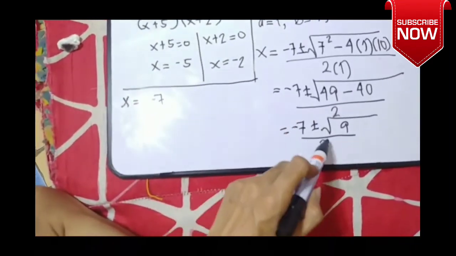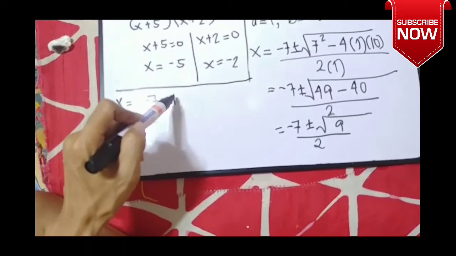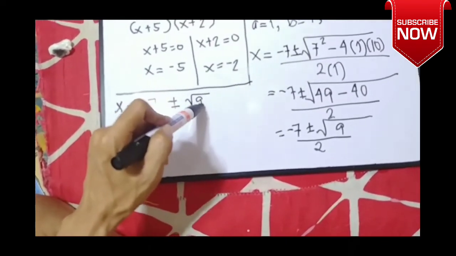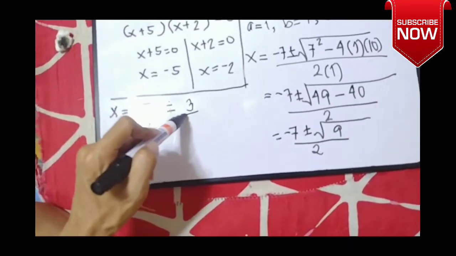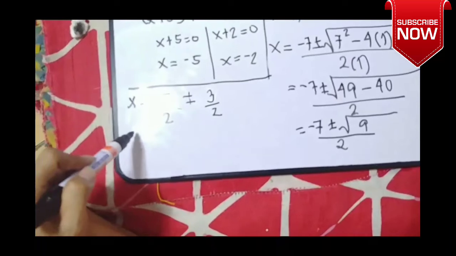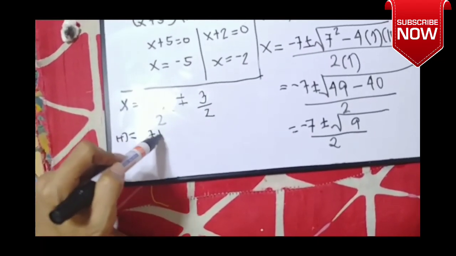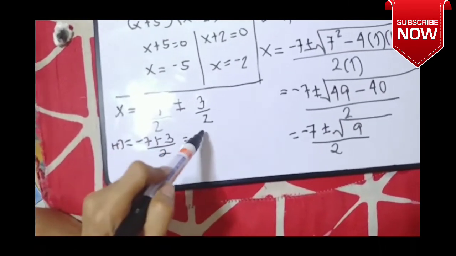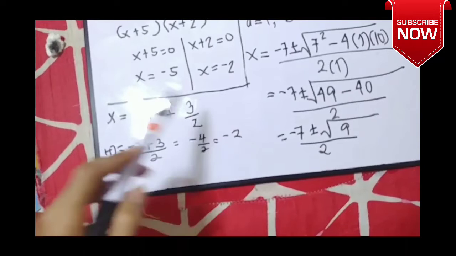So, gagano lang natin. So, that would be x is negative 7. Let's divide this into two terms. Then positive negative, square root of 9. Pwede natin idiretso, that is 3 over 2. Therefore, ang sagot ay, considering positive, that is negative 7 plus 3 over 2. And that is negative 4 over 2 or negative 2.